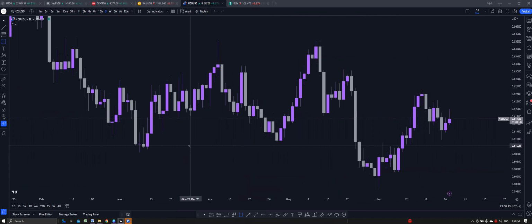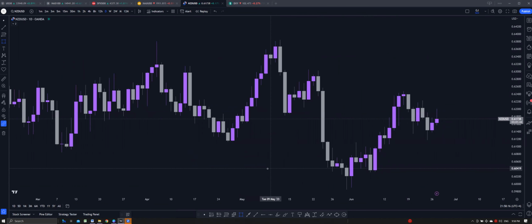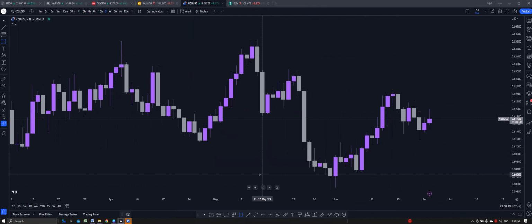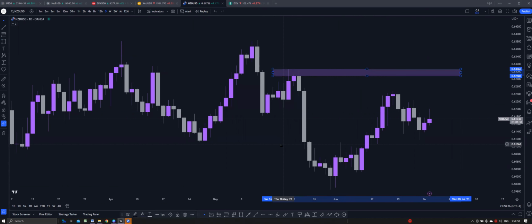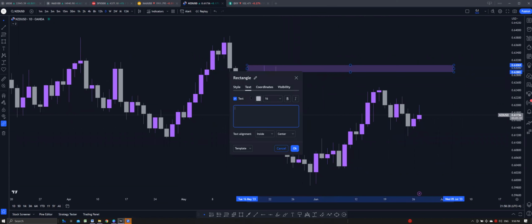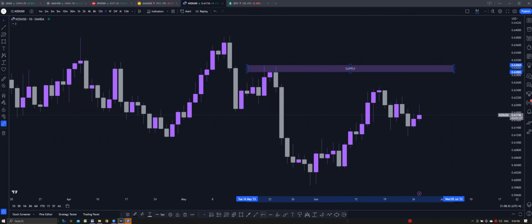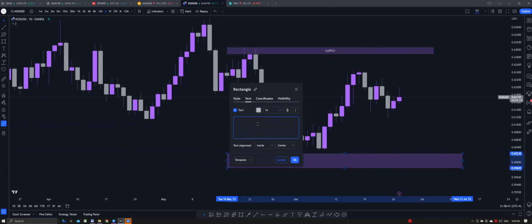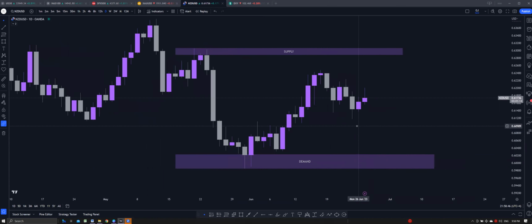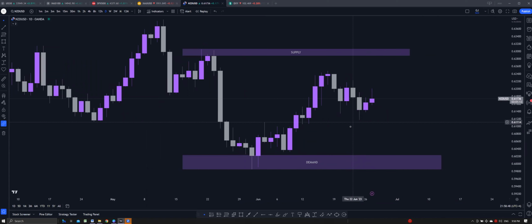All right, so let's look at this zone here. That's your supply zone there. Let me actually also mention it: your supply. And let's say the zone down here is your demand zone. So what do we see happen? This pair here is the New Zealand dollar with the US dollar.